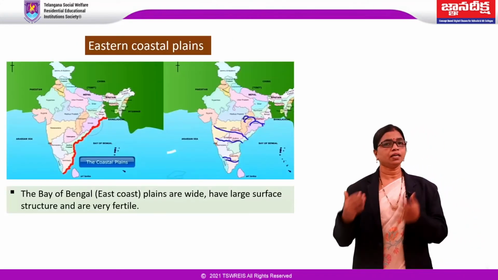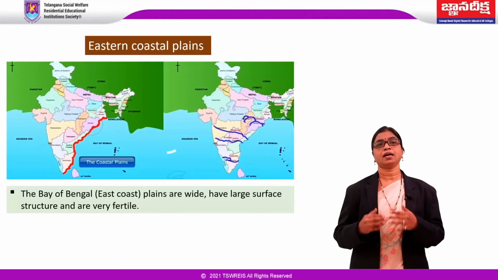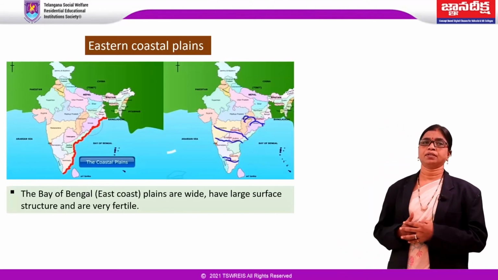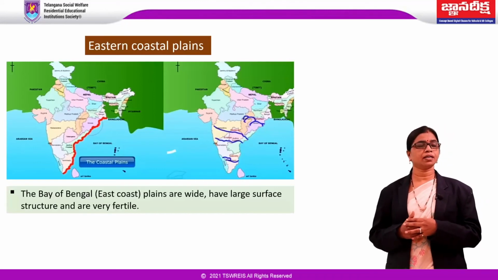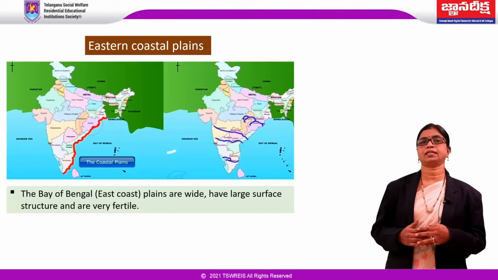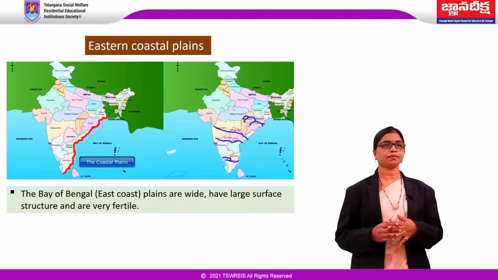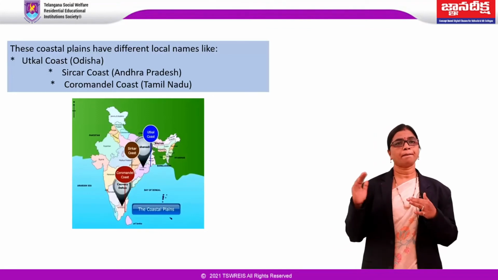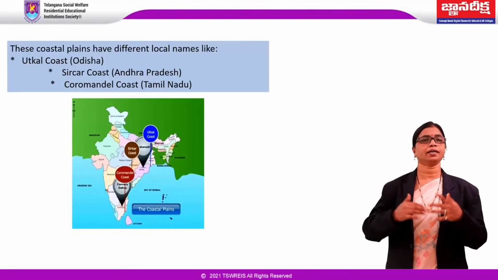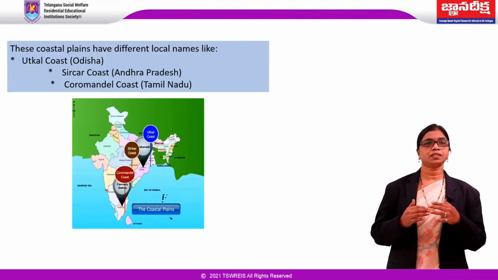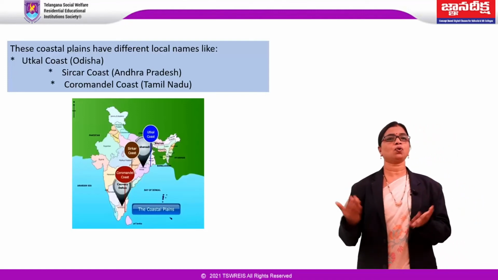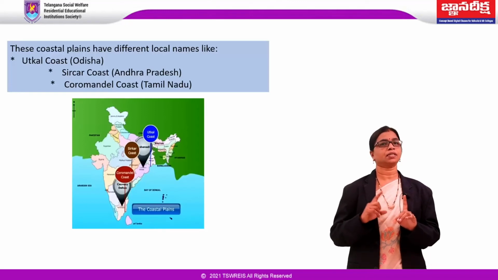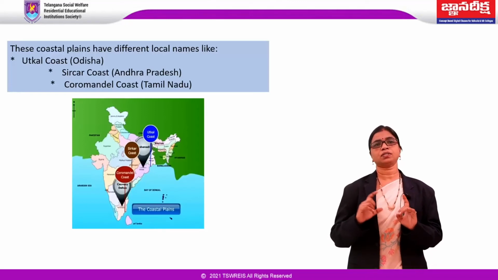The Bay of Bengal east coast plains are wide, have a large surface structure and are very fertile. These plains start from the Mahanadi in Odisha to the Kaveri delta in Tamil Nadu. The rivers which help in the formation of these plains include the Mahanadi, Godavari, Krishna and Kaveri rivers. These coastal plains have different local names like Utkal coast in Odisha, Sarkar coast in Andhra Pradesh, and Coromandel coast in Tamil Nadu.